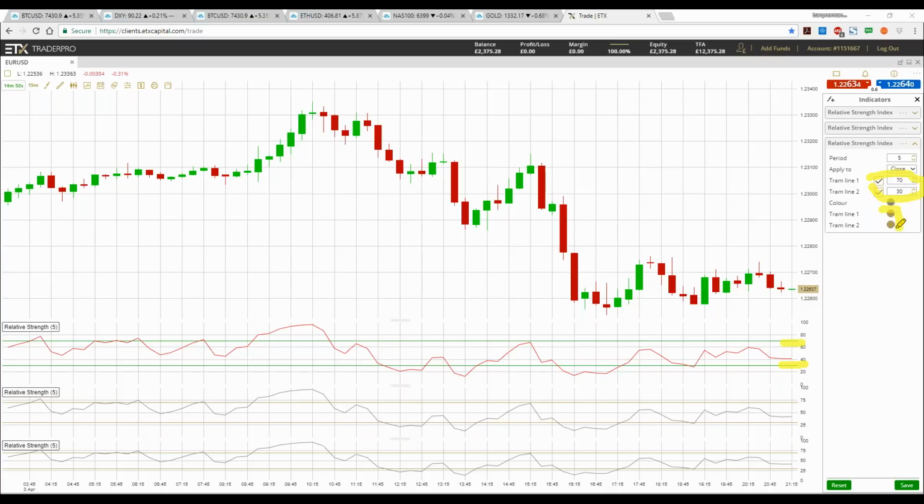You can then set the colors by just clicking on the color boxes. You want to leave it at either 14 periods or 5 periods. The standard is 14 periods. So we're going to click on here, and we're going to change the period to 14.